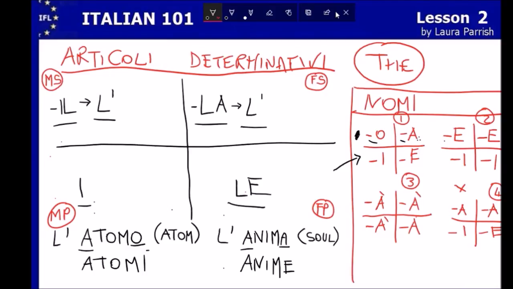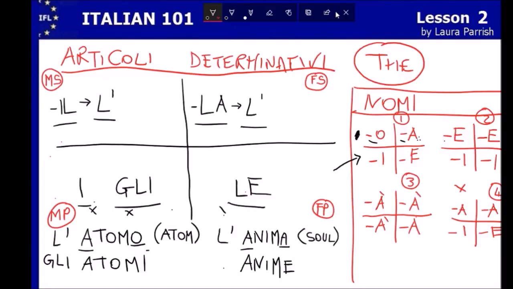Now, here, there is another masculine article, which is gli. Every time the masculine plural starts with a vowel, you have to use gli. Gli atomi. So here you have two articles. You may use this one or you may use this one. And now I give you the rules so you know when to use all of them.